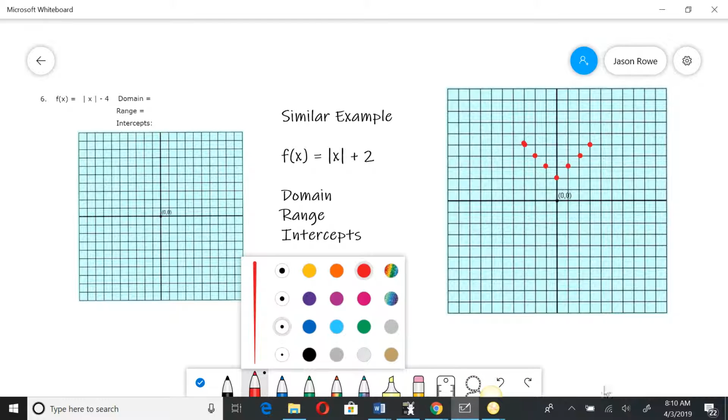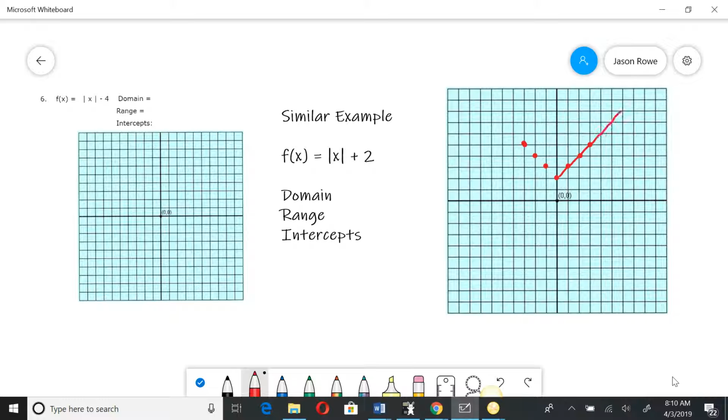So now I just need to draw a graph here. There's the graph using your graphing calculator. If not, you can just make a table, put in some x values, and get the y values out.